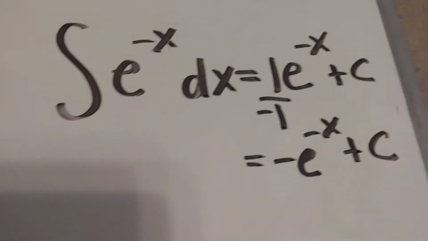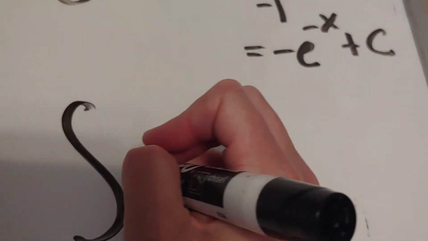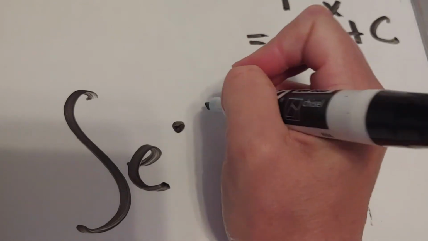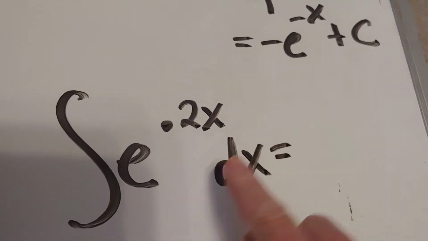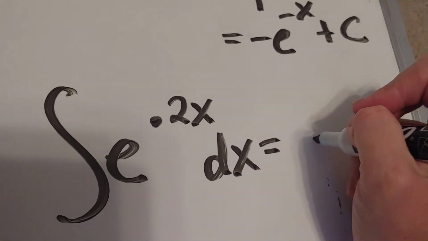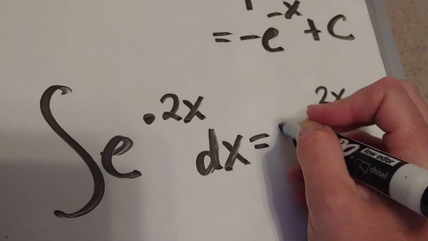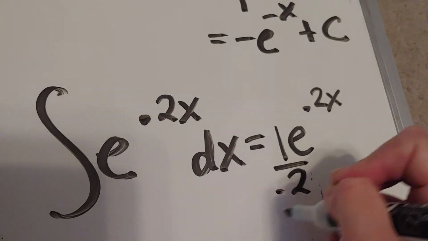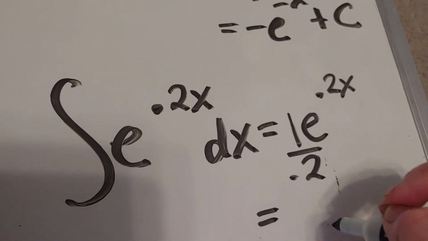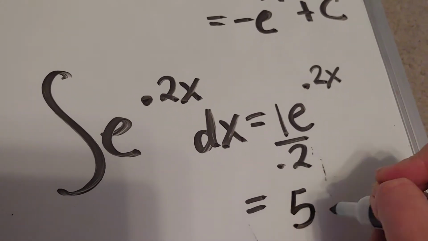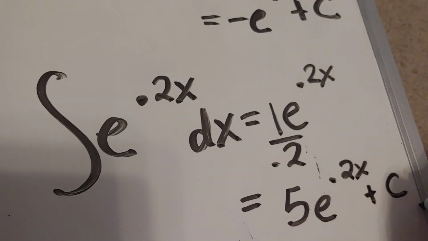All right. In business applications, we see, at least in our textbook, we see some funky decimals as the exponent. We can still use this rule even if I have a funky decimal. So in this case, it'd be e to the 0.2x and then 1 divided by 0.2. Okay, and 1 divided by 0.2 is the same thing as getting 5e to the 0.2x plus c.